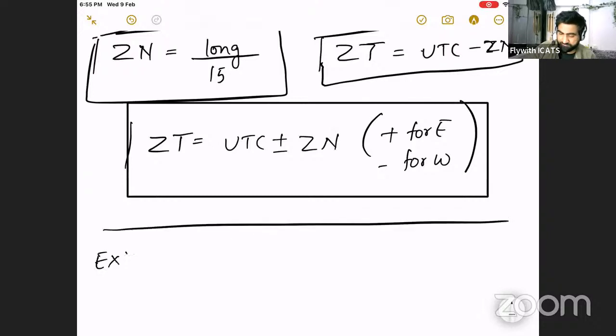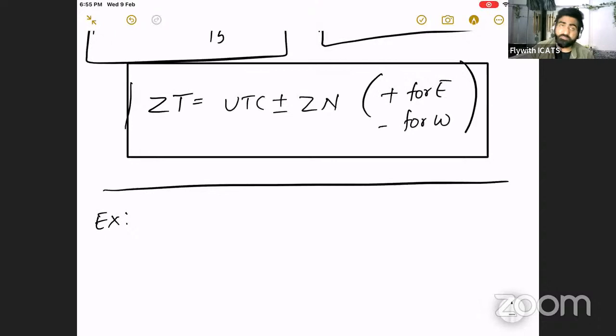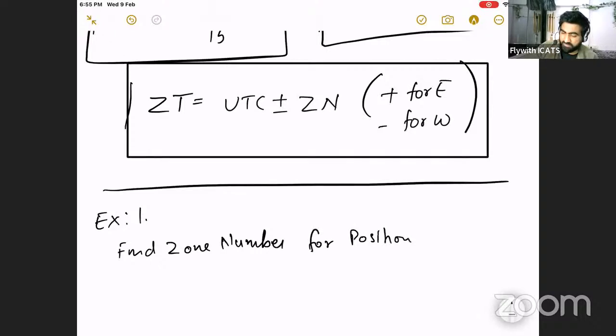Now solve this sum. It's purely based upon formula, students. Theory you already know. Find zone number for position A, and the value of the position A is 40 degrees south. This is latitude, and 137 degrees east, which is longitude.